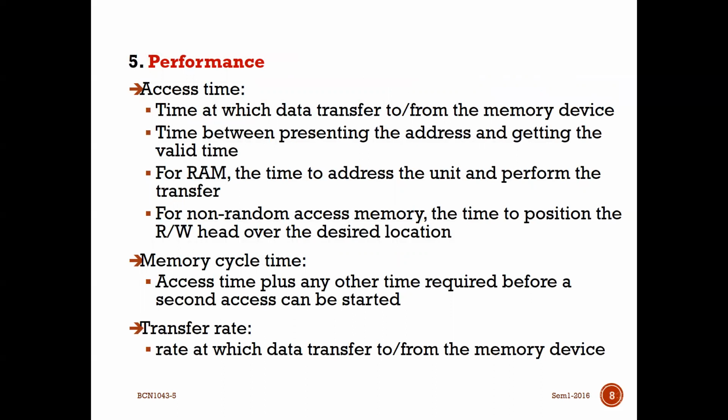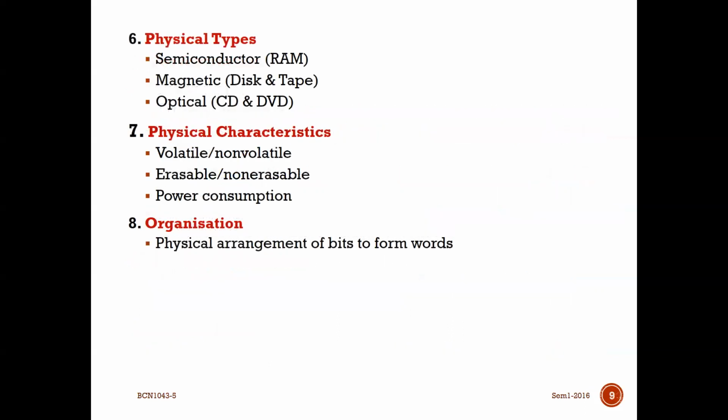Performance, access time: the time at which data is transferred to or from the memory device, that is, the time between presenting the address and getting the valid data. For RAM, random access memory, it is the time to address the unit and perform the transfer. Memory cycle time: access time plus any other time required before a second access can be started. Transfer rate: the rate at which data is transferred to or from the memory device. Physical type: semiconductor, RAM, magnetic disk and tape, optical, CD and DVD.